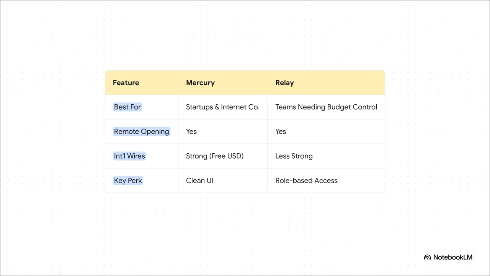Two of the absolute best and most popular choices for this are Mercury and Relay. Mercury is just fantastic for online businesses and creators, and they're great with international money transfers. Relay is awesome if you like to keep your money organized, because they let you open a bunch of different checking accounts for things like income, taxes, whatever. Both are built from the ground up for non-US founders to open accounts remotely.